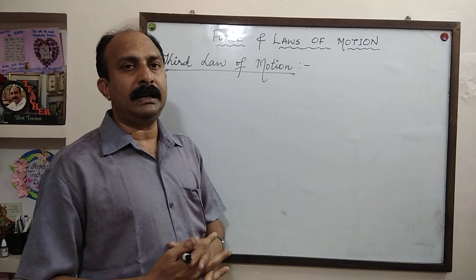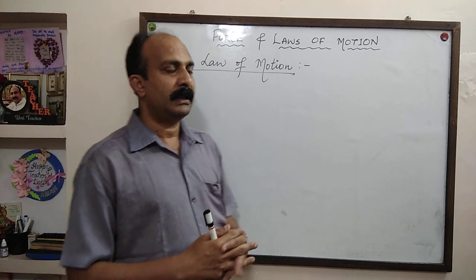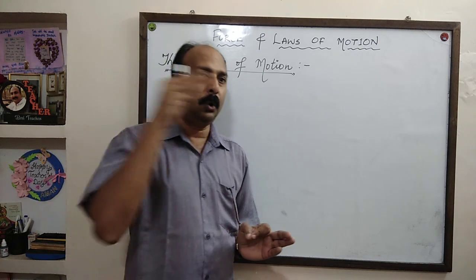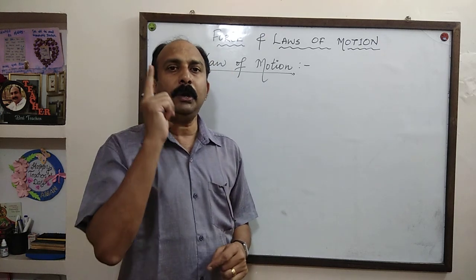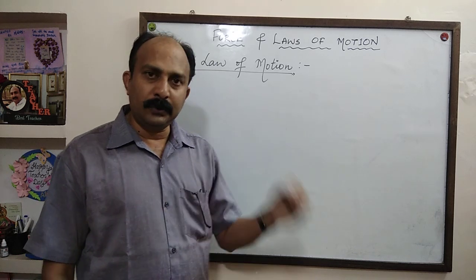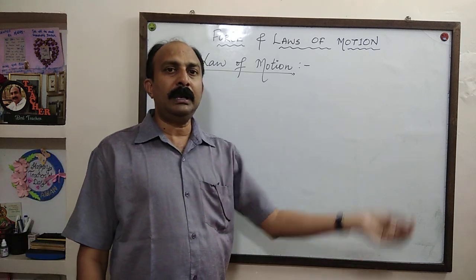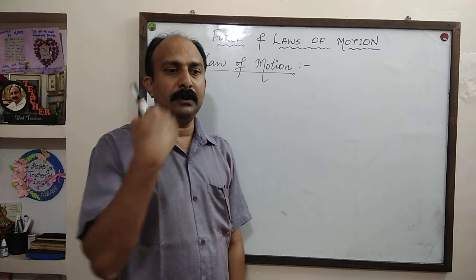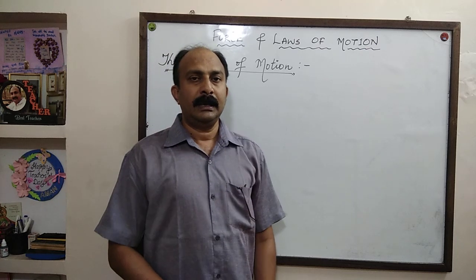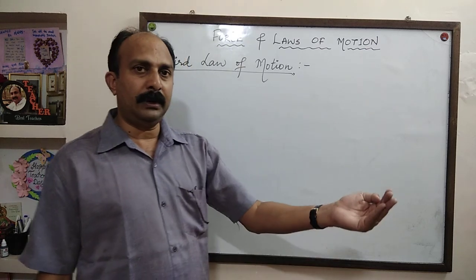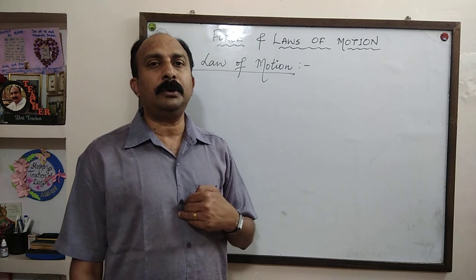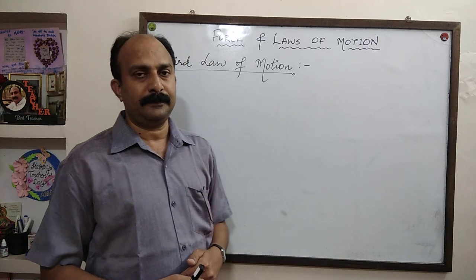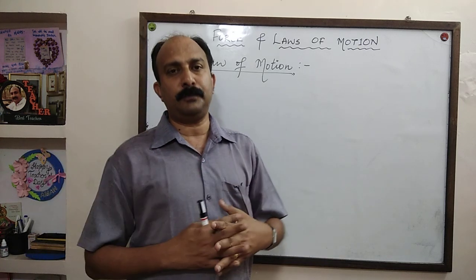If I expand this idea, I may state it like this. The force exerted by first body on the second body will be always equal to the force exerted by second body back on the first body. This force exerted by the first body on the second body is called action. Then the force exerted by second body back on the first body is called reaction. So action is equal to reaction. This is Newton's third law of motion.